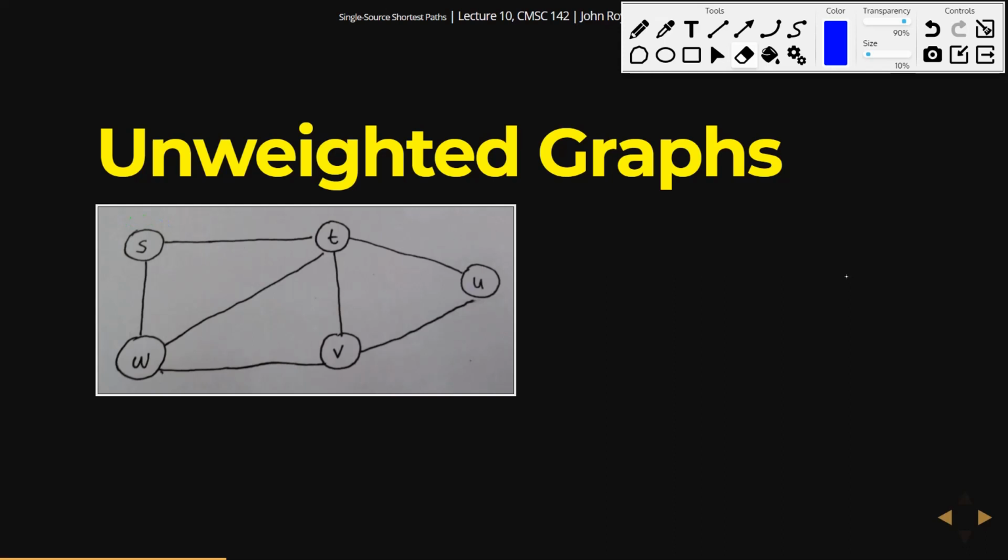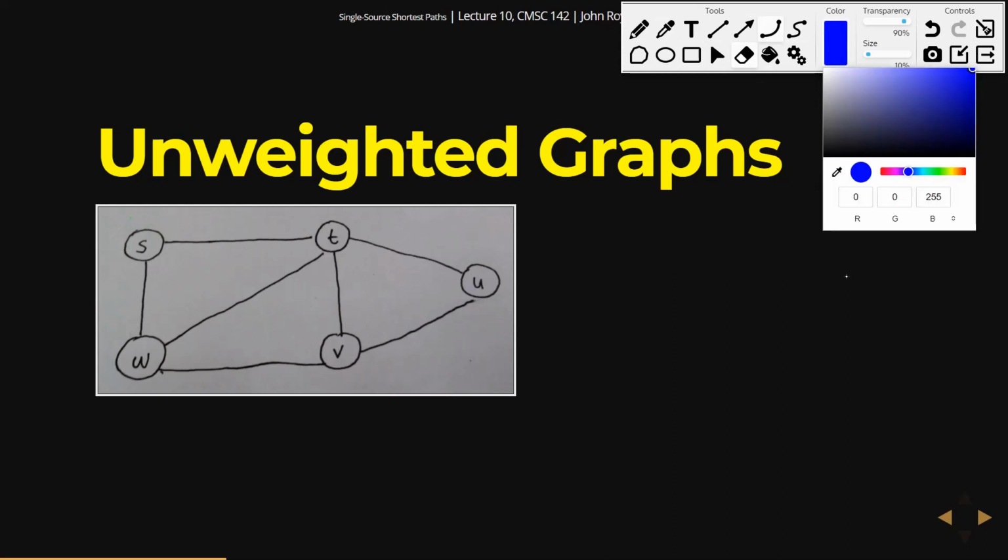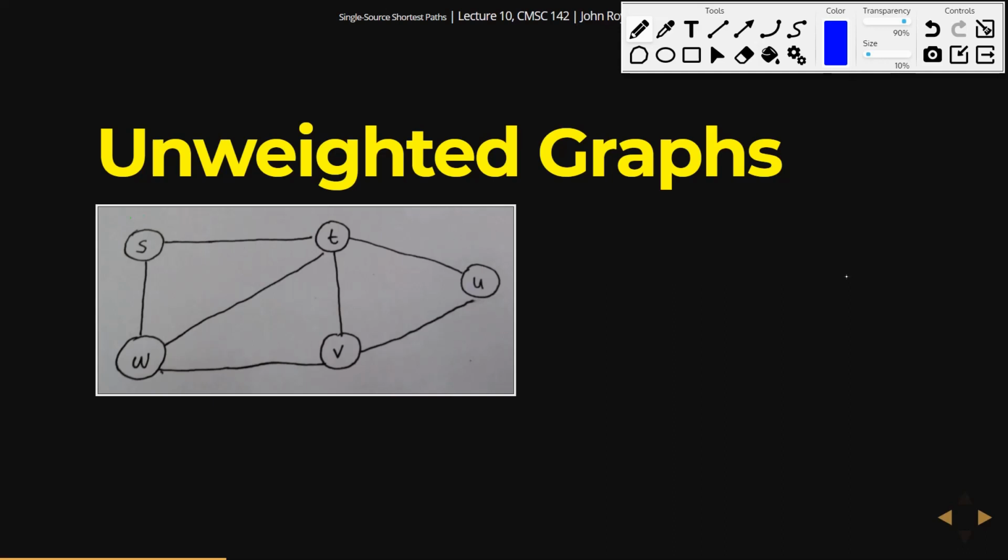So if we do blue, the shortest path starting from S, if this is our source, would be 0, right? Because you're already at S itself. From S to T, it only takes one traversal because you have S to T, so that's 1. Same for S to W. This is also 1, right? Cost of 1. And then from S to U, it would cost 2 jumps, right? From S, T, T, U. And then from S to V, it would also be 2 jumps because that would be either STV or SWV.